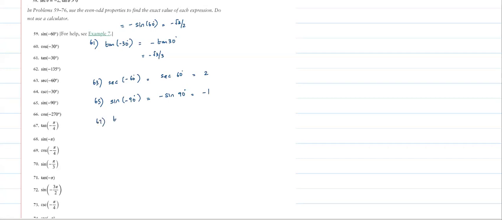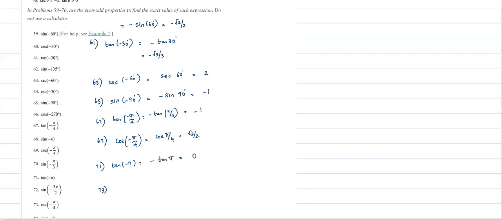Tangent is an odd function. So this is negative tangent pi over 4. And tangent pi over 4 is 1. So this is negative 1. Cosine negative pi over 4. Cosine is an even function. So this is cosine pi over 4, which is root 2 over 2. Tangent negative pi is the same as negative tangent pi. And what is tangent pi? Tangent pi is 0. So this is 0.